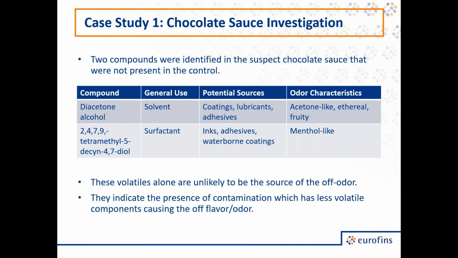So in this particular case, these volatiles that we identified in the suspect are unlikely to be the source of the off odor in and of themselves. They likely indicate the presence of contamination that has other less volatile components, and these two components might just be the most volatile components of the off odor contamination.